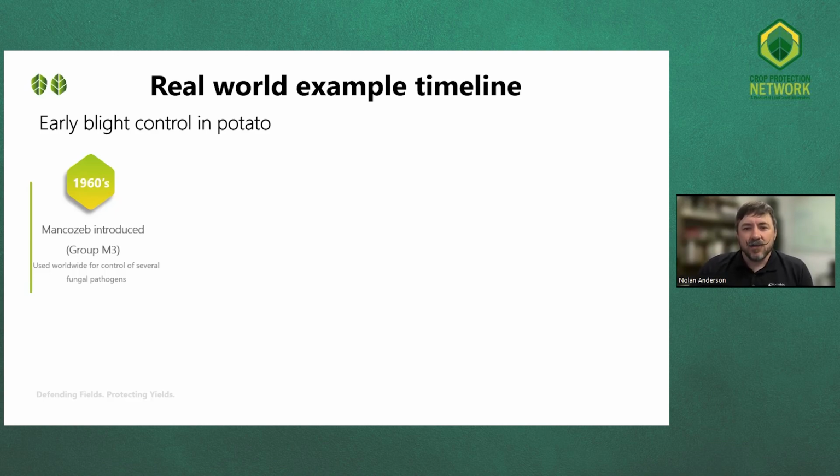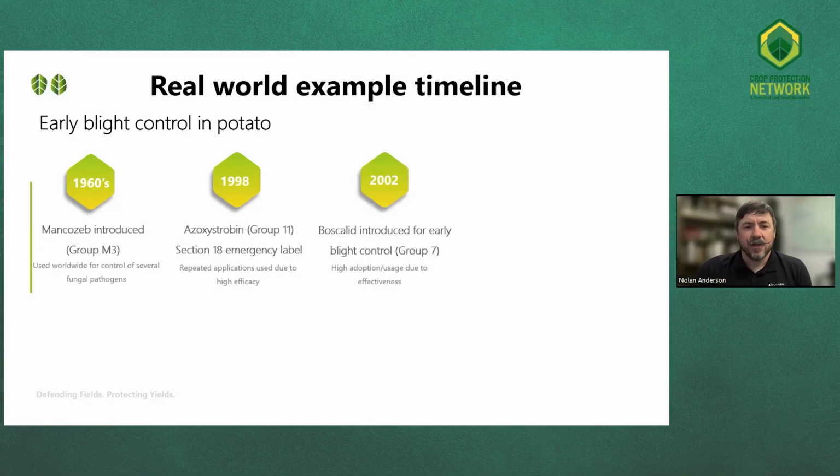But as we saw continued use, we started to see reduced efficacy for control of early blight. And then in the 90s, we started seeing the introduction of single site, or site specific, inhibitor fungicides. In 1998, to be specific, azoxystrobin, which is a Group 11 fungicide, was given an emergency label, Section 18, for use for control of early blight in potatoes. Due to the high efficacy that was seen, we saw rapid adoption and repeated applications of this fungicide used over and over again.